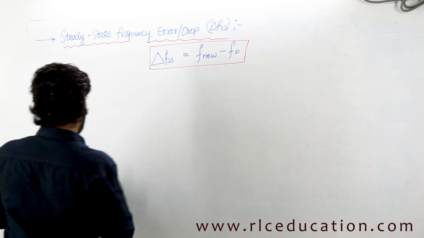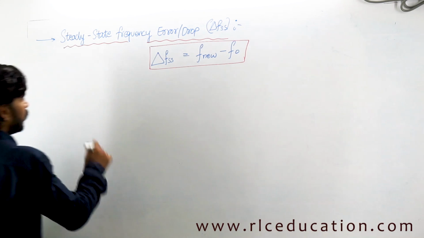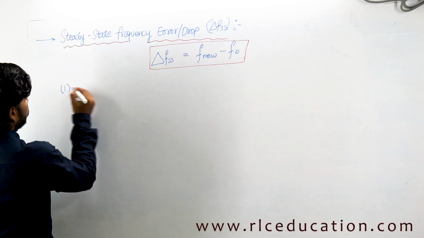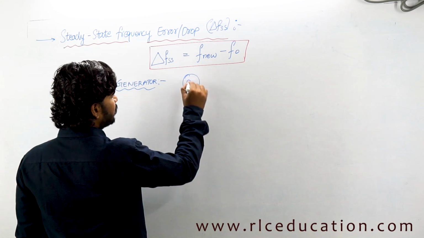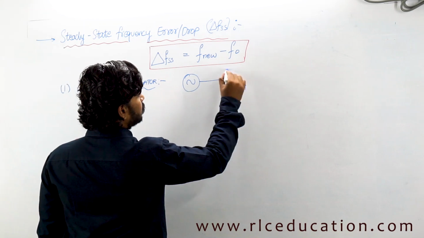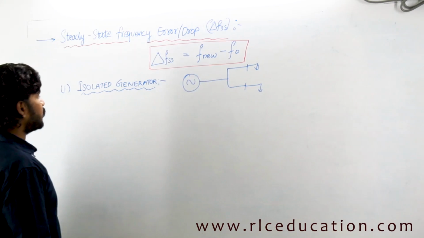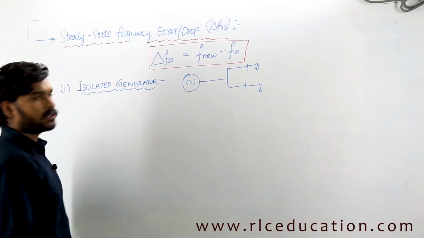Now this question may be asked in basically 3 different cases. What are those 3 different cases? The first case that we are going to see is an isolated generator. An isolated generator is a simple generator, one generator feeding some group of loads. A number of loads but fed by only one generator is called an isolated generator. That means a generator which is not connected to the grid is called an isolated generator.